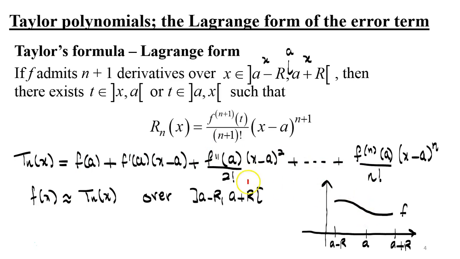Now over here, you'd notice that when x is a, all these terms would in fact be 0. So we would have Tn of a equal to f of a. So the curve corresponding to the Taylor polynomial would intersect the curve corresponding to the function f at x equals a. However, the error term is determined by studying how far the curve of f shifts away from the Taylor polynomial as it goes further from x equals a.